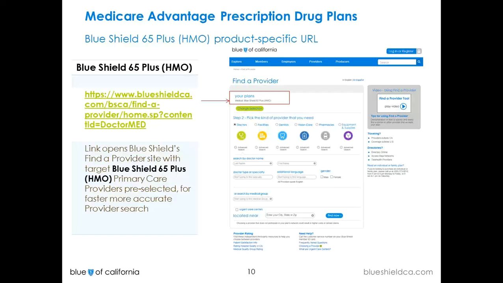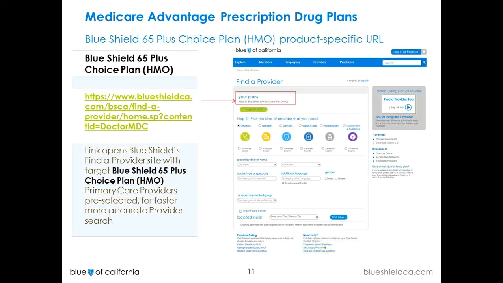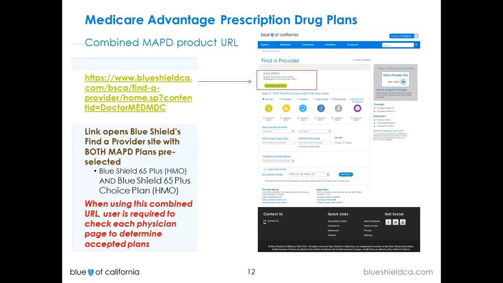Our next page, please. And like I said, this is the Choice plan product-specific URL, which, like I said, just copy and paste the links to your browser, and you can pull up anytime you want. Next, please. Next page.